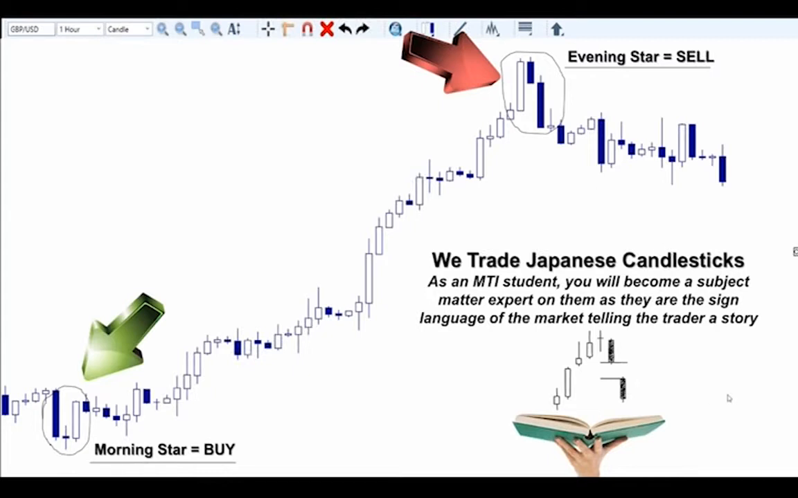And as a student, we'll teach you how to identify these, but I'm actually going to show you how our charting software can point these out to you. I'll pull that up here in just a second.